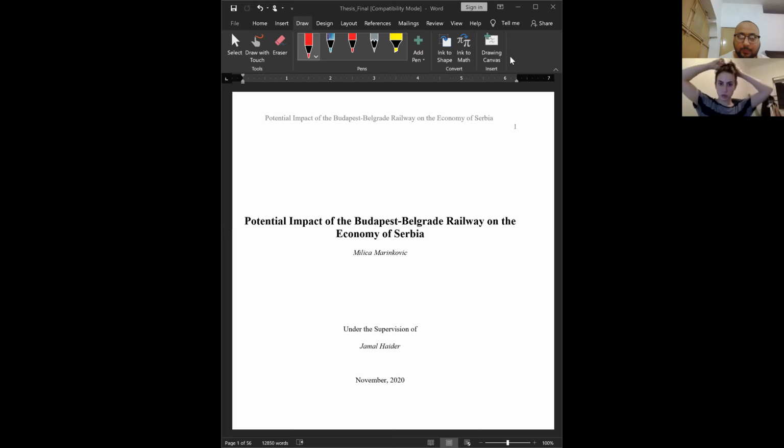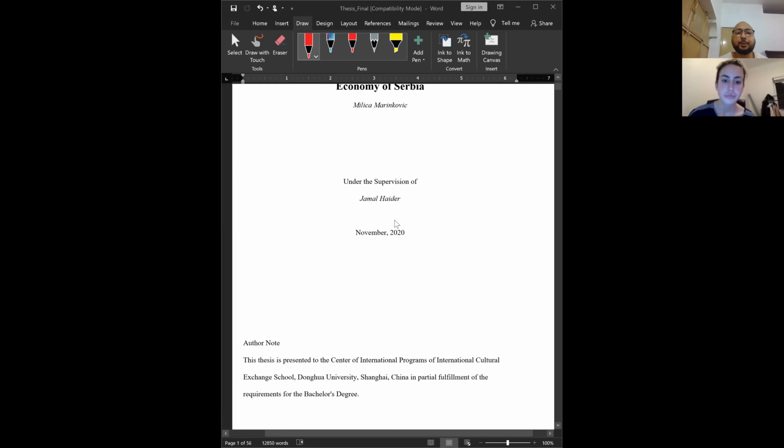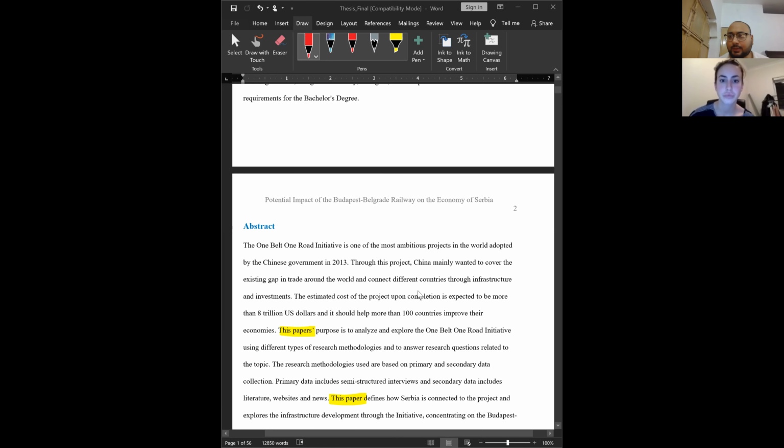Here we go. So let me share screen as well. Okay, here we go. I have highlighted here.